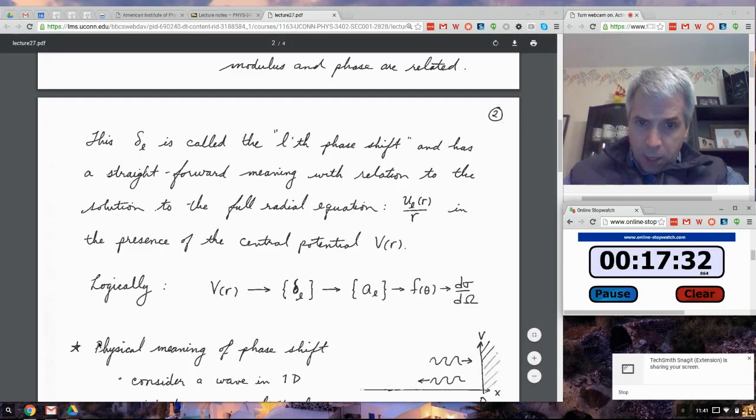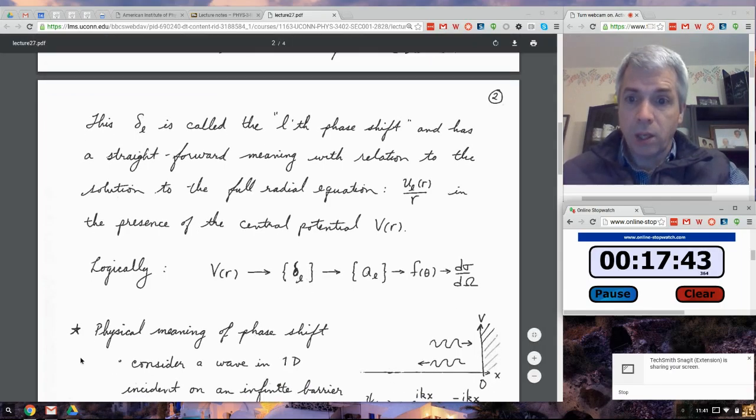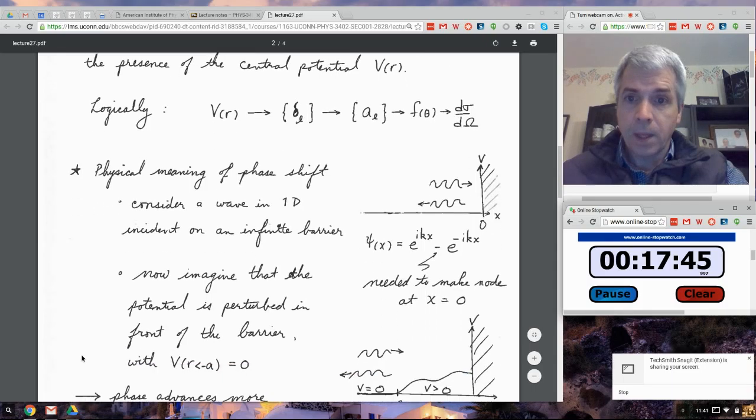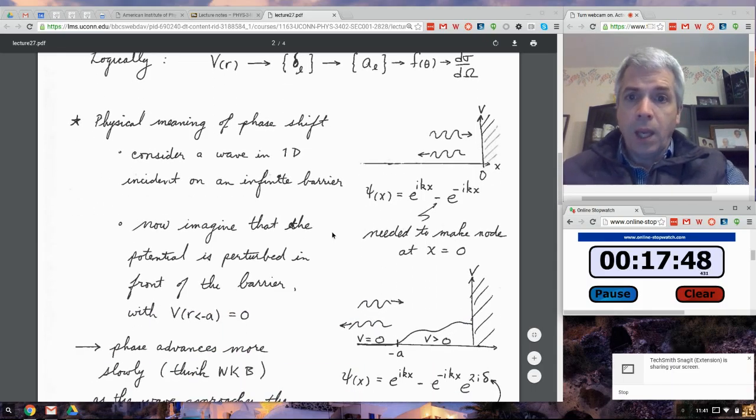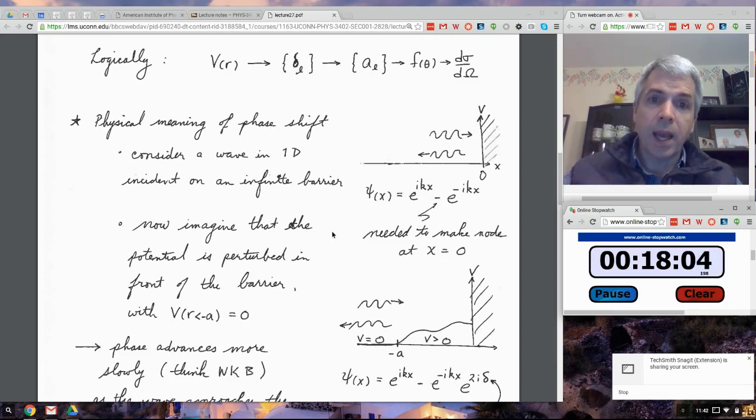Okay, so let's now back off and use a one-dimensional quantum mechanics scattering analogy to get some insight into this number delta L and see why it's called a phase shift. Let's imagine a one-dimensional problem in which the potential is 0 everywhere on the left-hand side, for x less than 0. For x greater than 0, starting at 0, let's construct an infinite barrier, something like a half-sided infinite square well. What happens?